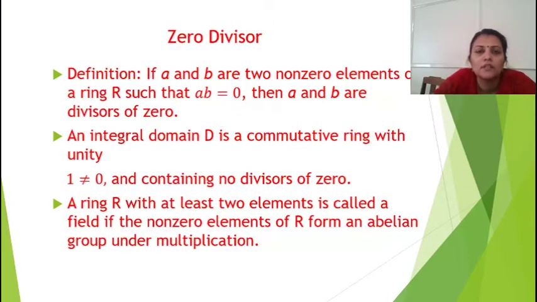So we have learned about zero divisors. If A and B are two non-zero elements of a ring such that AB equals 0, then A and B are divisors of 0. An integral domain D is a commutative ring with unity 1 not equal to 0 and containing no divisors of 0. That's the definition of an integral domain. And a field: a ring R with at least two elements is called a field if the non-zero elements of R form an abelian group under multiplication.